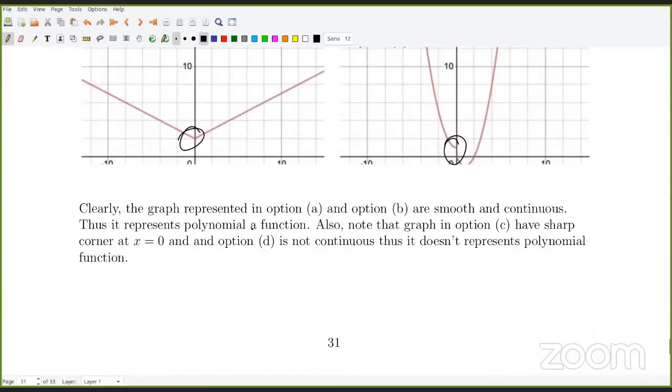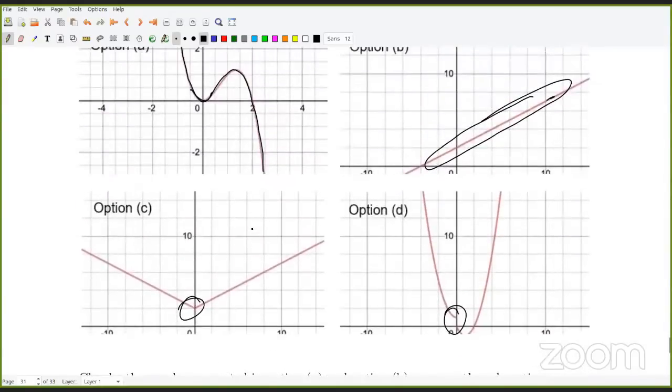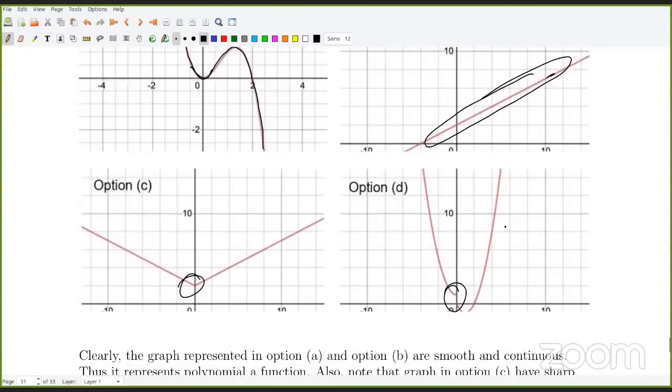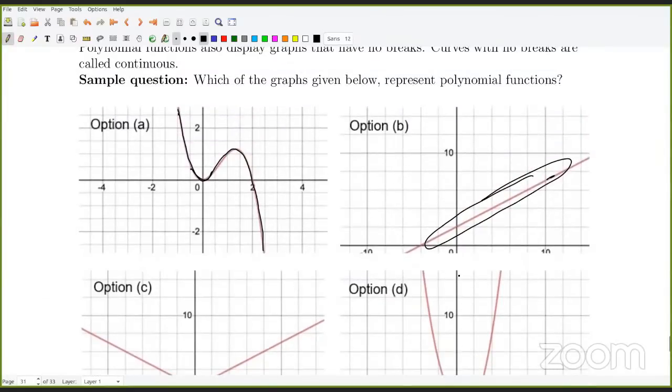Sir, option D is a function. Option B is also a polynomial, no, sir? Option B is a straight line. See, that is what I say, but the straight line is also a polynomial. It's a monomial. How can you say that a straight line is a polynomial? Yeah, a straight line is a polynomial. Now the debate starts. I don't want to get into the debate.